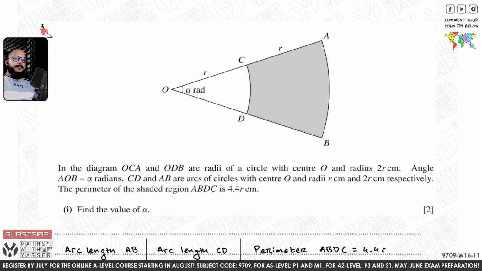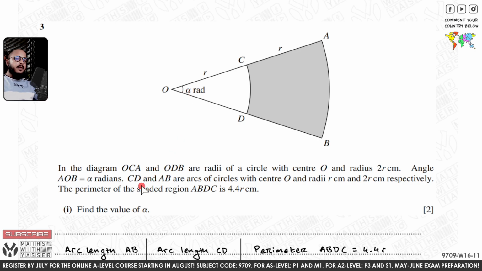Question number 3. In the diagram, OCA and ODB are radii of a circle with center O and radius 2r centimeter. So the radius is 2r centimeter. Angle AOB is alpha radians.